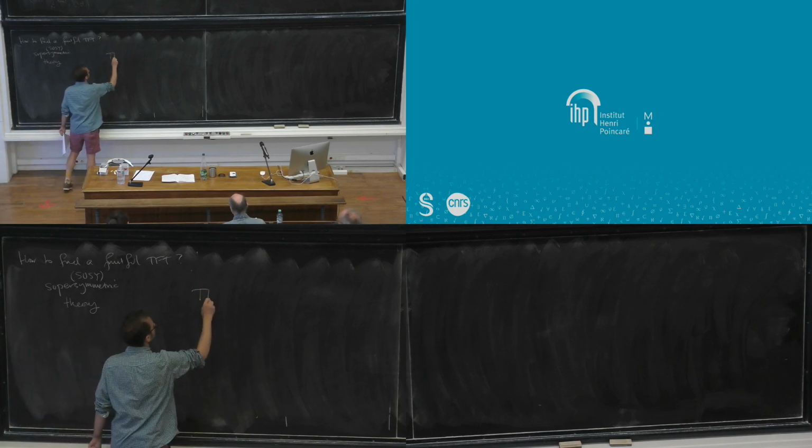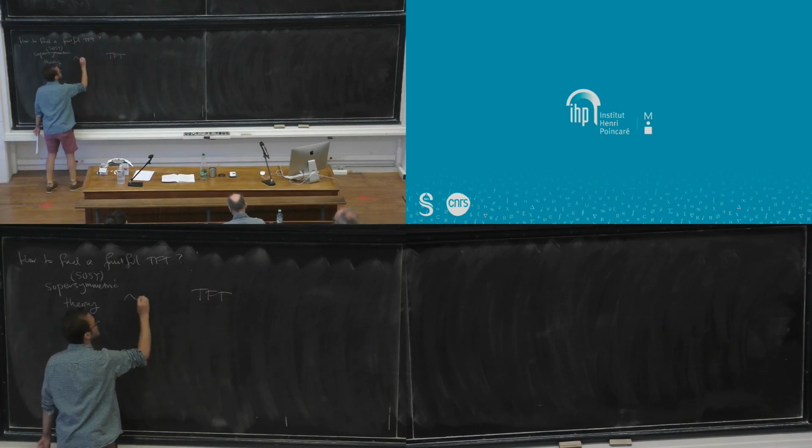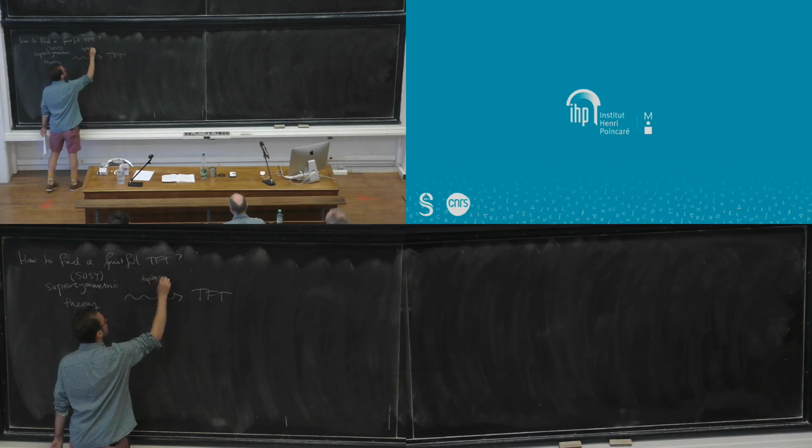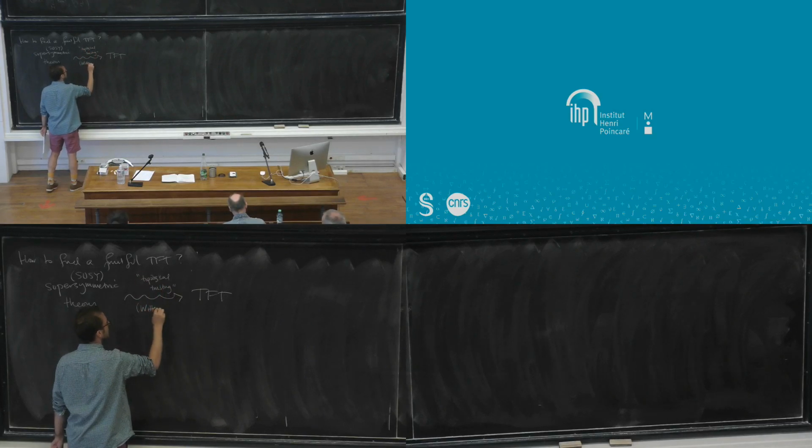And they want a TFT, and there's a process they call topological twisting. This is due to Witten. So I'll tell you a little bit about what twisting means in a minute, but let me give you some examples just to orient you a little bit.